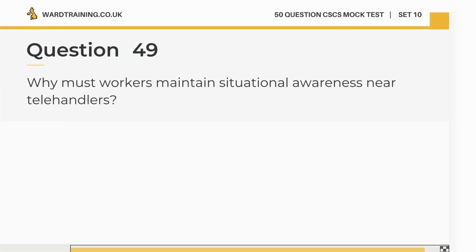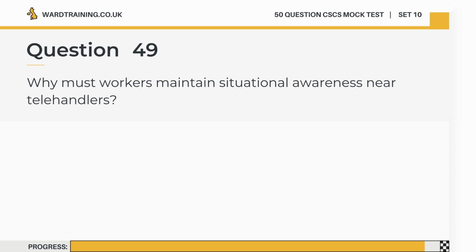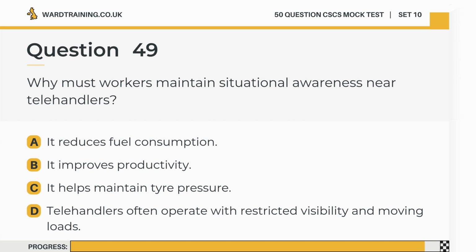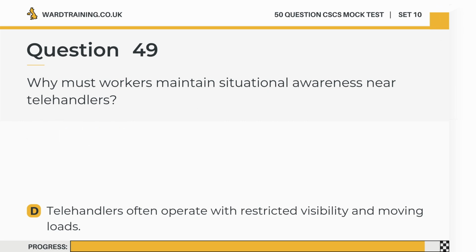Question 49. Why must workers maintain situational awareness near telehandlers? A. It reduces fuel consumption. B. It improves productivity. C. It helps maintain tire pressure. D. Telehandlers often operate with restricted visibility and moving loads. The correct answer is D. Telehandlers often operate with restricted visibility and moving loads.